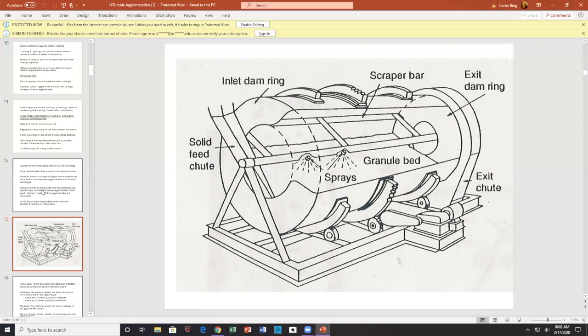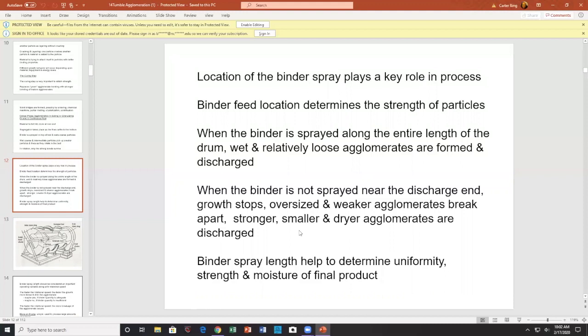When the binder is not sprayed near the discharge, what happens is the growth stops. Okay, so the binder is being spread only over some of the top surface. Oversized and weaker agglomerates will break apart. The stronger, smaller, drier agglomerates are discharged, hopefully.